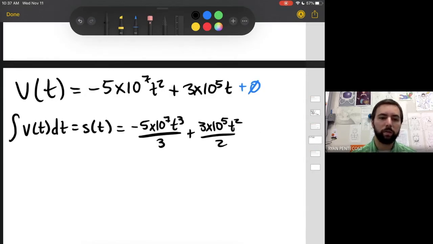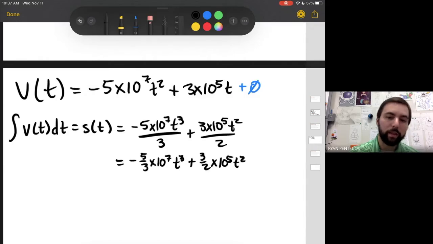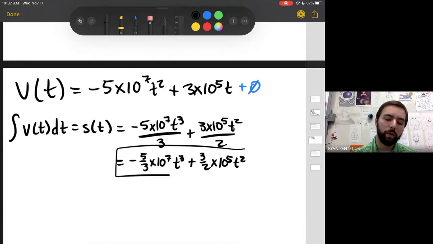So there is our position function, right? Looking at scientific notation, you can actually say that is -5/3 times 10 to the 7th, and then this is 3/2 times 10 to the 5th. That's legal to say with scientific notation. You can just manipulate the initial value in that scientific notation to get what you're searching for. So that's legal. Now that's s of t, right?